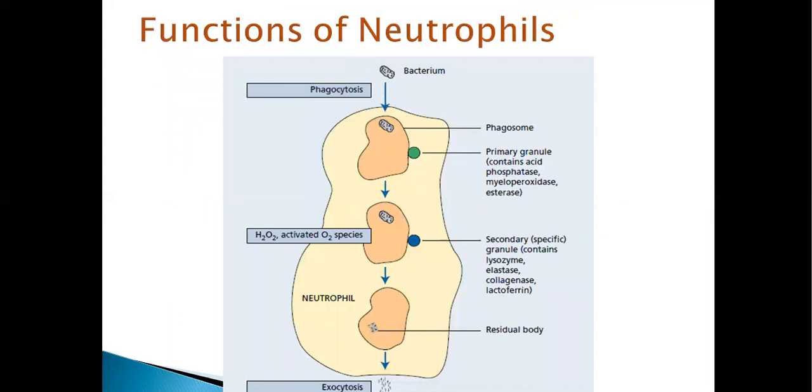This diagram summarizes the function of the neutrophil from the start of phagocytosis of the bacteria until the exocytosis.